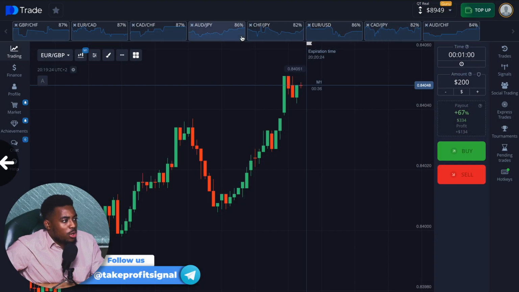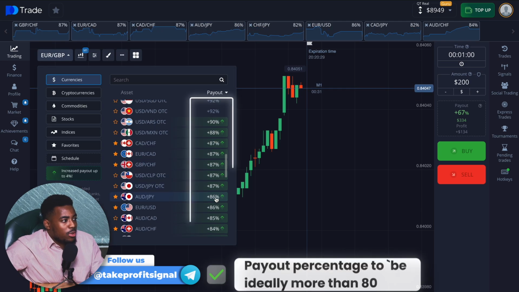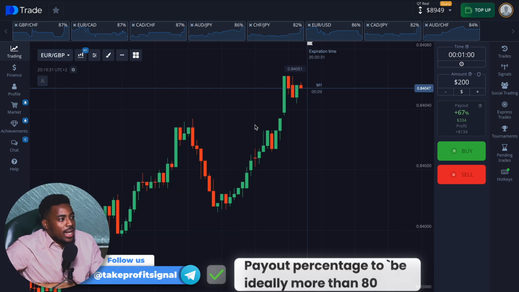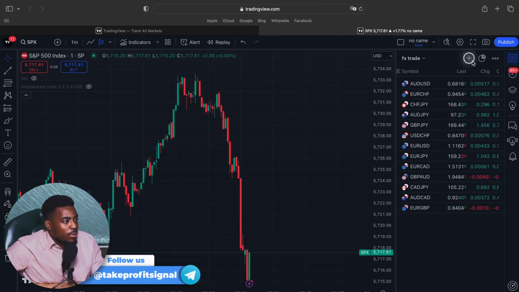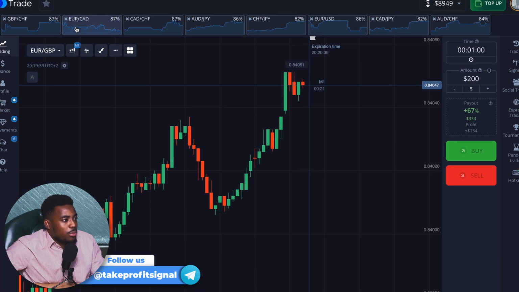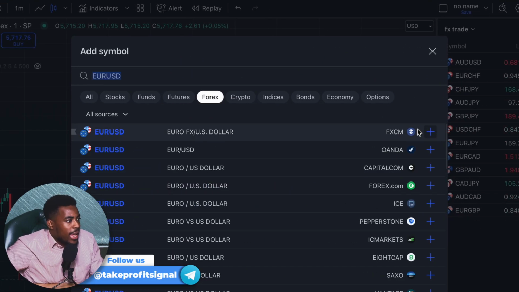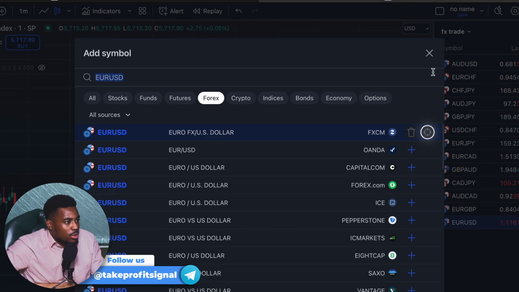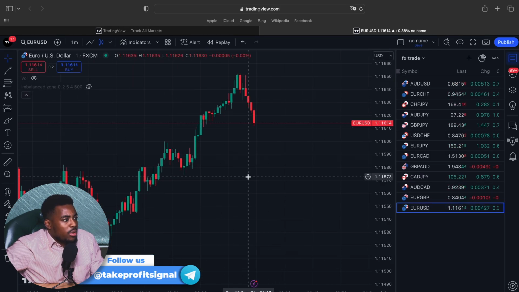Immediately, we add all currency pairs with the selected payout percentage we are interested in. I mean, it's desirable for the payout percentage to be ideally more than 80. Then we expand the list and add the currency pair that interests us. For example, it can be the euro dollar. We can choose absolutely any supplier. Just click on the plus and the currency pair we need appears on TradingView.